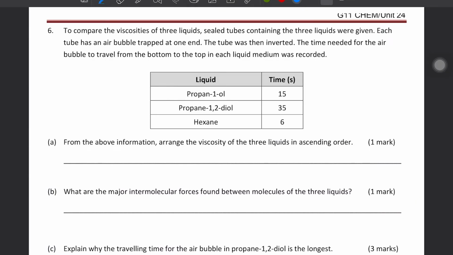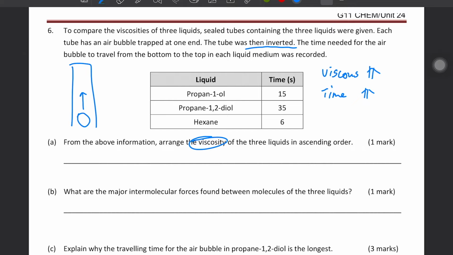So next one, you are given 3 tubes. Well, this is an interesting question. You are given 3 liquids in a tube, and there is an air bubble trapped at the end. When the tube is inverted, the bubble will flow through the liquid. You can expect that if the liquid is more viscous, the time needed for the bubble to move to the top of the tube will be longer. It is reasonable, right? And you can do this experiment in our science museum. They have a corner for this experiment.